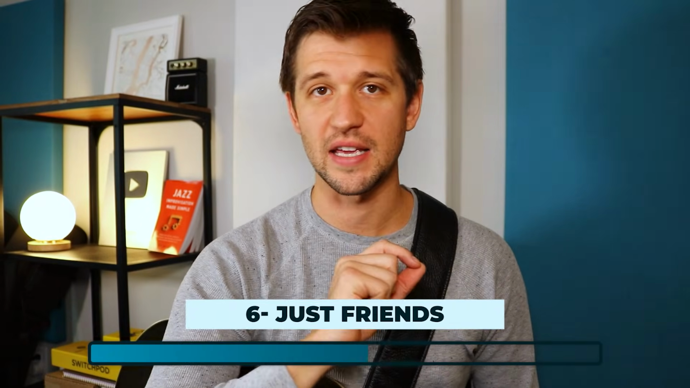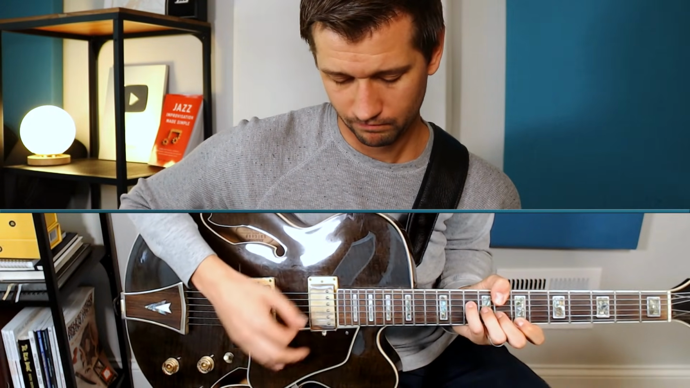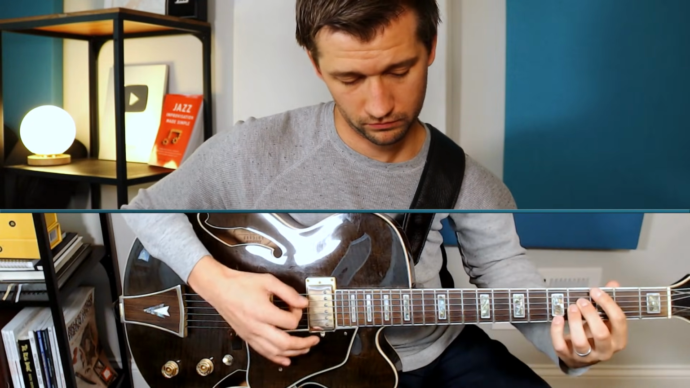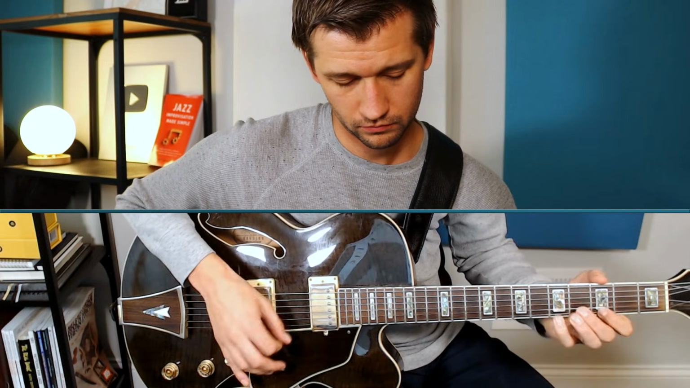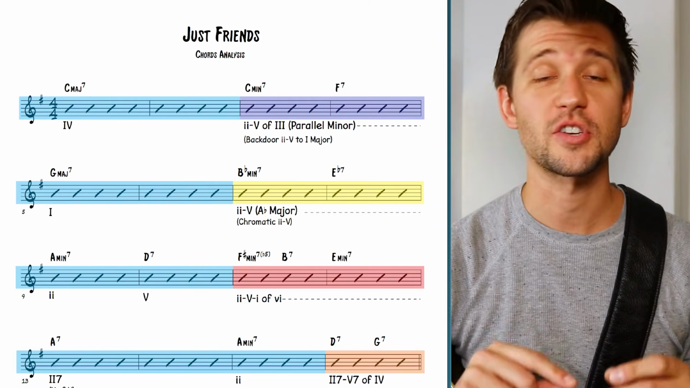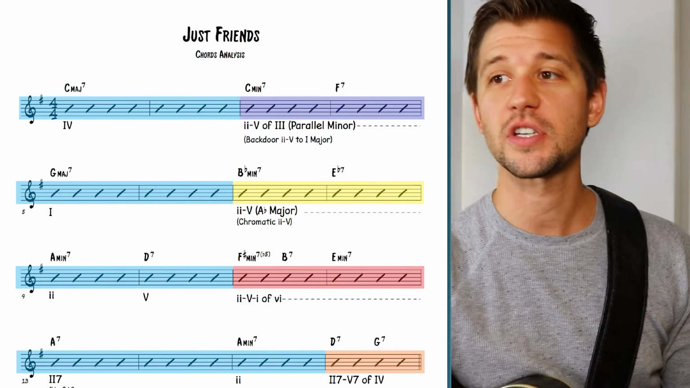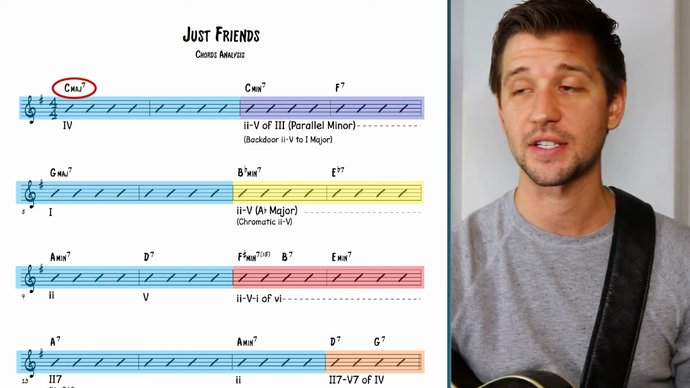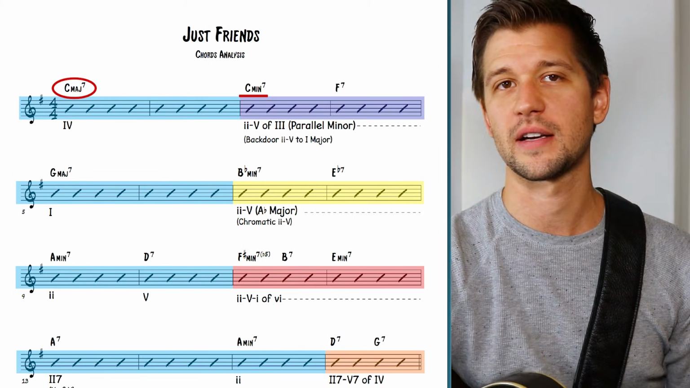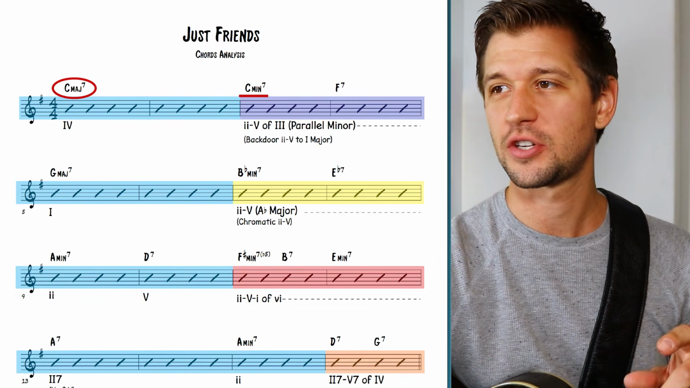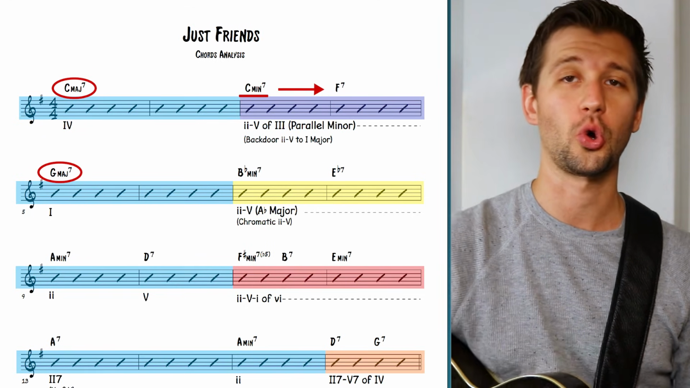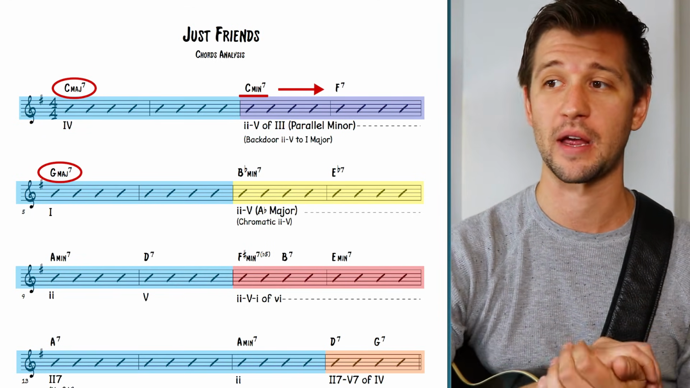The 6th jazz standard is Just Friends. Now, Just Friends is a really interesting song because it actually starts on the 4 chord, which kind of gives it this feeling like that's the key center. But then we go into a C minor, as if we're borrowing from the parallel minor. It's a 2-5, C minor 7 to F7, but it actually resolves to the 1 chord in bar 5, G major 7 being the parent key center.